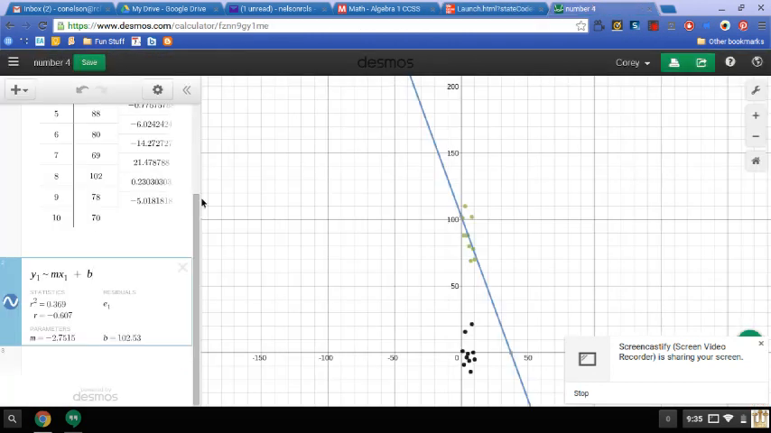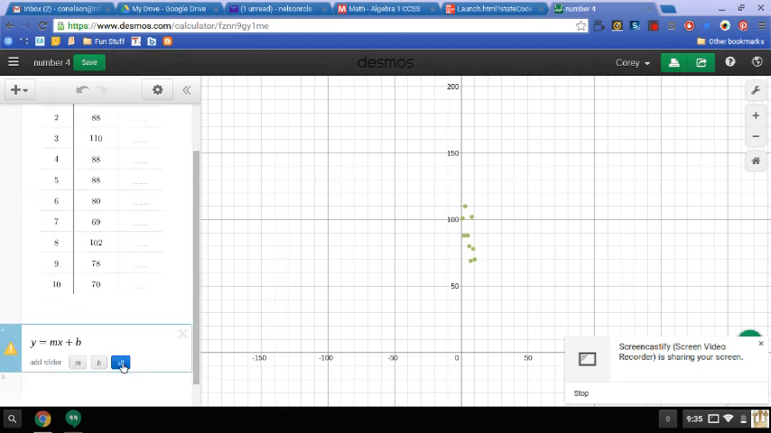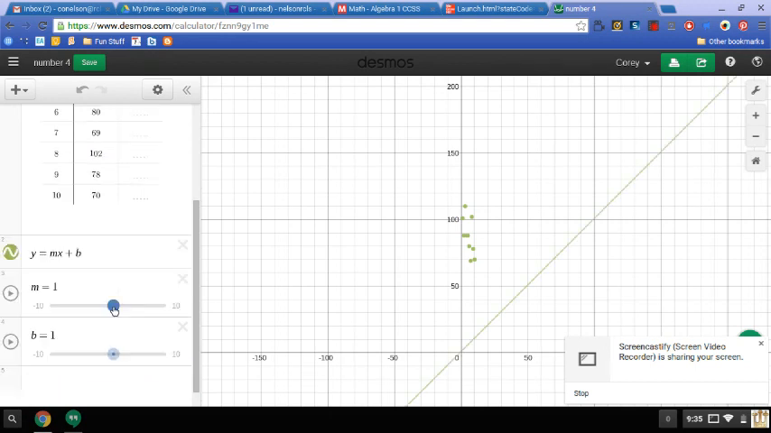Now, another way to do this, however, is to go back to our regular old slope-intercept form, and you get y equals mx plus b. So there's the slope, there's the y-intercept, and I'm going to put all my sliders in here. And let's see what we can do. First, let's get the slope kind of matched up.